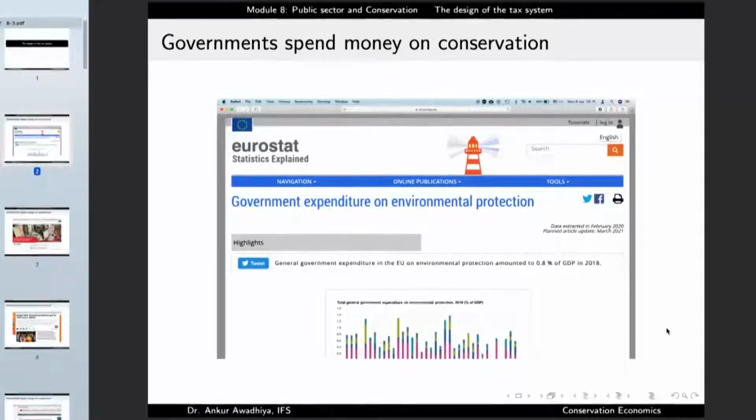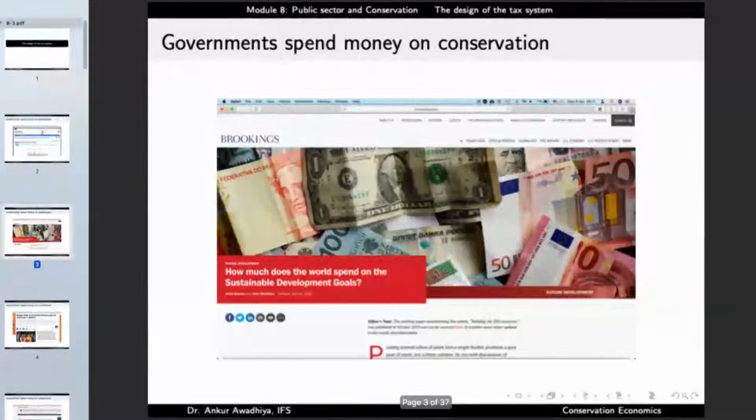So, countries in the European Union spend like 1.2 to 1.4, in some cases lesser, in some cases more, of their GDP, percentage of their GDP, on environmental conservation. Now, if the GDP is large, the total outlay for conservation also becomes large. Similarly, when we look at the sustainable development goals, the world spends to achieve those goals.